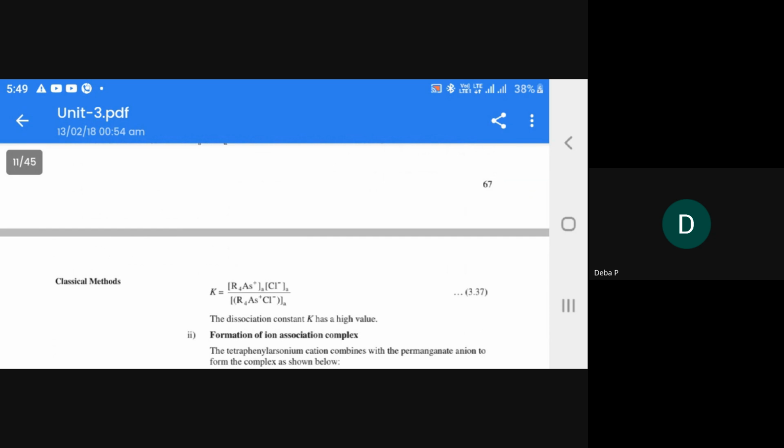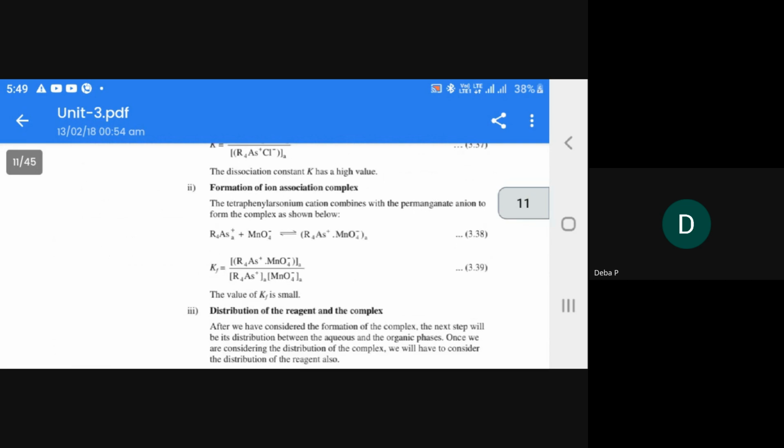Then formation of ion association complex. In this case, the tetraphenyl arsonium cation combines with permanganate anion to form the complex as shown in the equation. R4As+ plus MnO4- gives rise to the complex. So Kf, the ion pair formation or association complex formation constant, according to the equation, the value will be like this, and here the value of Kf is small because this association complex formation is a little bit difficult, so the concentration of the association complex is small in comparison to the anion, therefore Kf value is small.